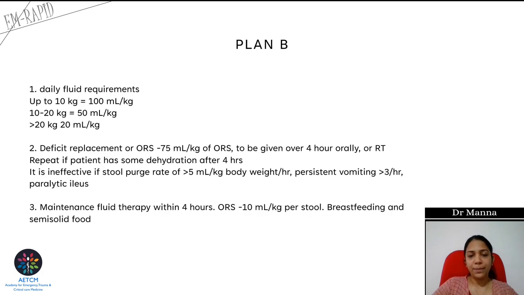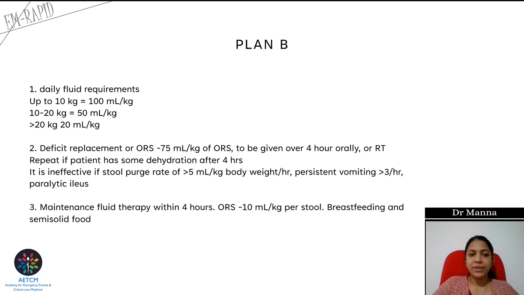So in plan B, we all know that the body is deficient in 50 to 100 ml per kg of fluid, because plan B is the treatment for moderate dehydration. So here 50 to 100 ml per kg of fluid is getting lost. So we will have to replace the deficiency of the child, and we will have to give the maintenance fluid therapy also.